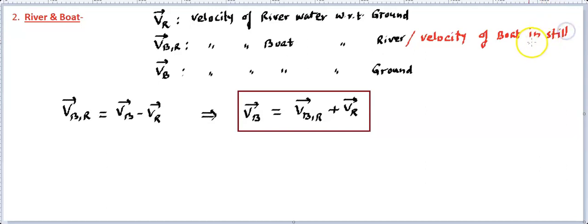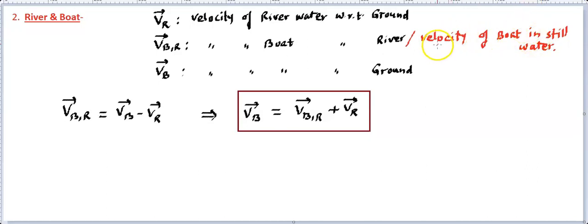So whenever it is called in still water, that means it is with respect to water, because whenever we take a frame of reference, that frame of reference becomes still. Like earth for us becomes still even though it's moving. So that's the earth frame of reference. So whenever it says in still water, it means this is velocity with respect to river, that means water. It doesn't mean it is with respect to ground. That might come in your mind.